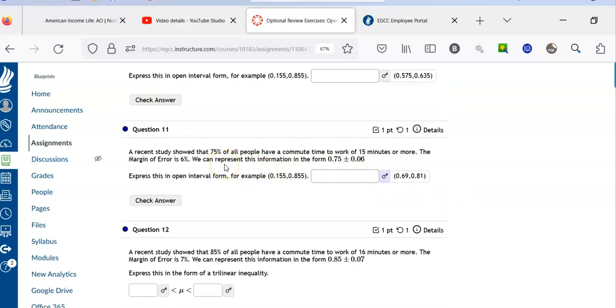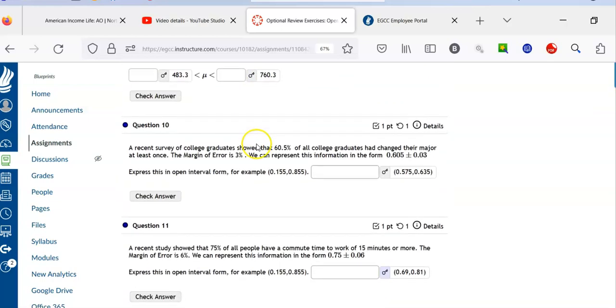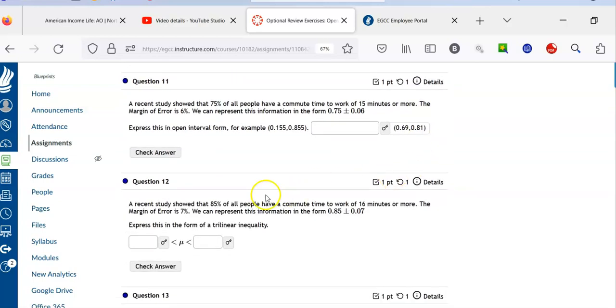And margin of error. The margin of error is this right here: 0.605, the margin of error is 0.03. So I take 0.605, add 0.03 to get the upper number, and 0.605 minus the margin of error to get the lower number. So this 0.03 that you're adding and subtracting from the midpoint is called the margin of error in this chapter. Basically it's the same thing, we're just going to call it margin of error now.